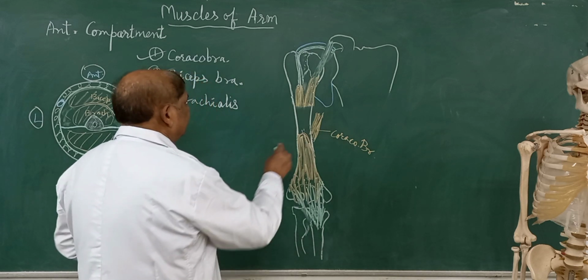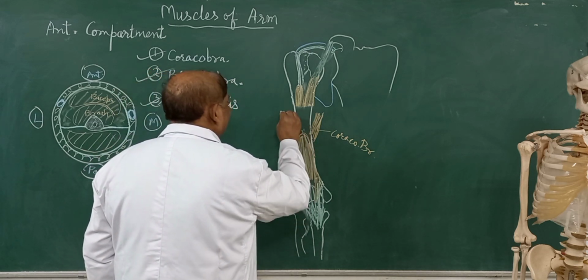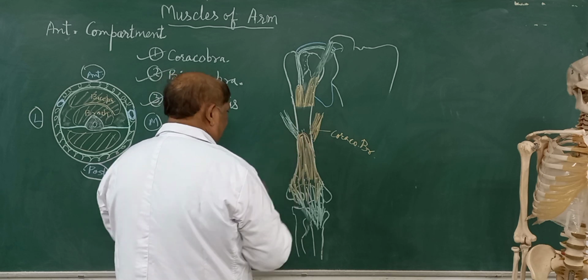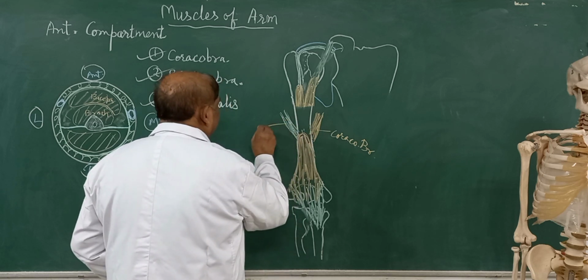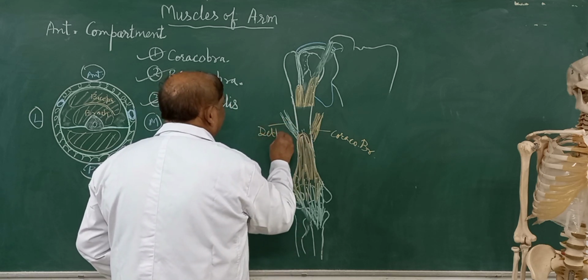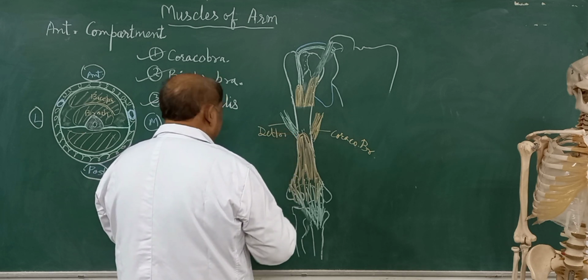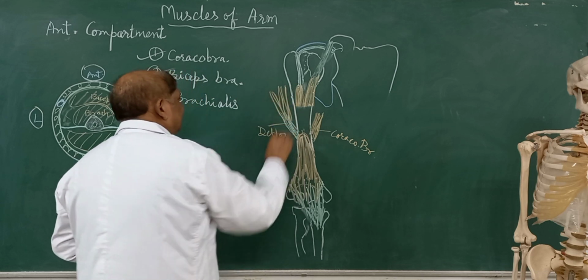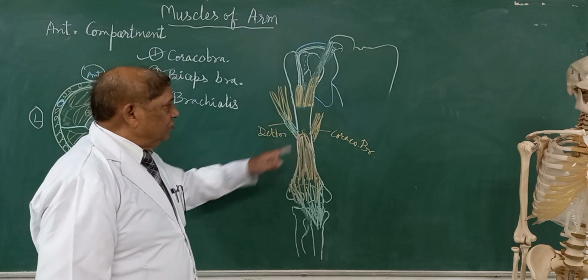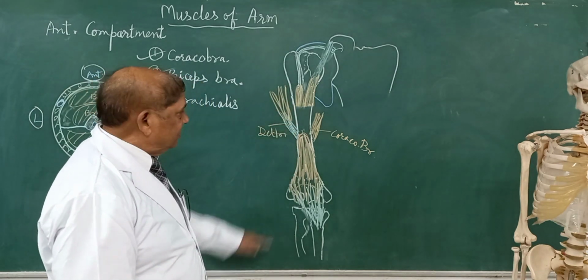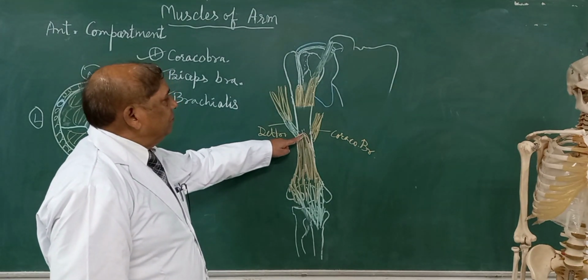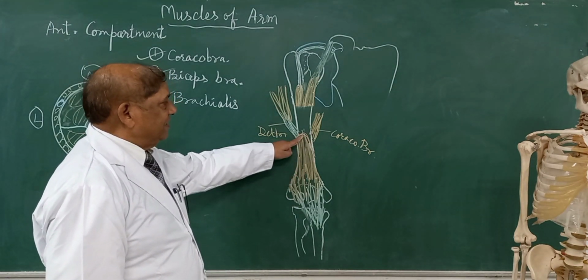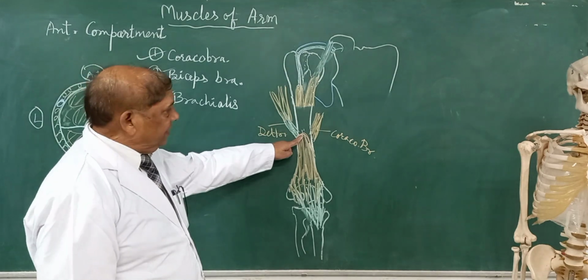Just opposite to it with the tendinous insertion is that of the very strong muscle that is called the deltoid. So this is the deltoid which is attached here. Its fibers are here, and then it is the attachment of the deltoid. So two important muscles are attached at the mid-shaft. Similarly, the uppermost end of the brachialis is extending right up to the mid-shaft.